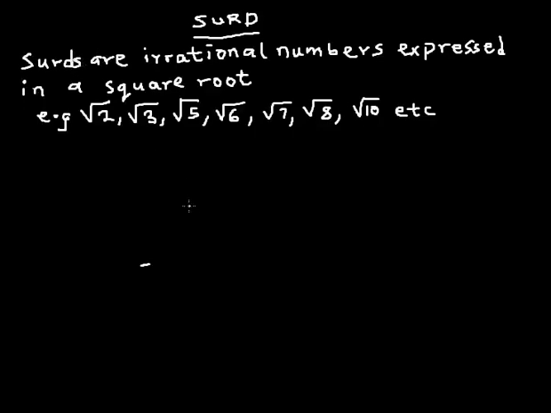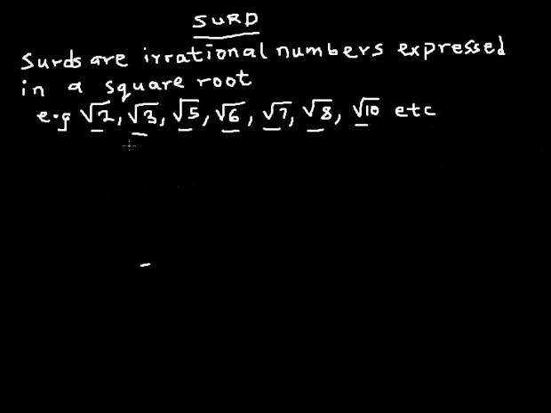Of course, you know what an irrational number is. An irrational number is a number that cannot be expressed as a ratio. So any irrational number that is expressed in a square root form is called a surd. Examples of surds are square root of 2, square root of 3, square root of 5, square root of 6, square root of 7, square root of 8, square root of 10, etc.